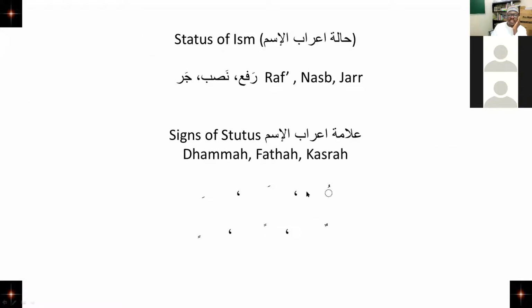Now, let me show you the difference before we even get into the ism. Most of the time, for instance, when we hear Rafa, Nasb, and Jar, we might be thinking it means Dhamma, Fatha, Kasra. Now, I want to clear this information: it is not. Rafa is not Dhamma. Nasb is not Fatha. And Jar is not Kasra.